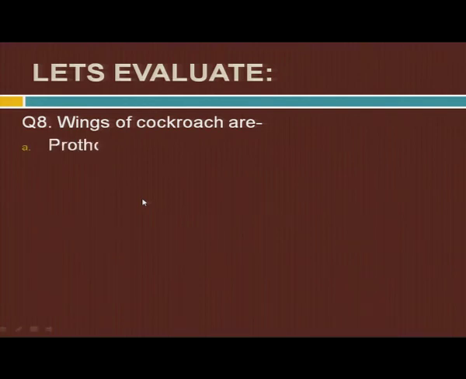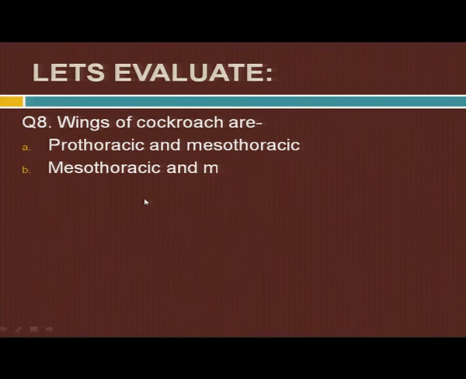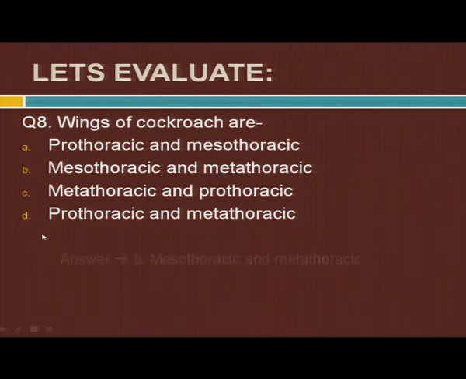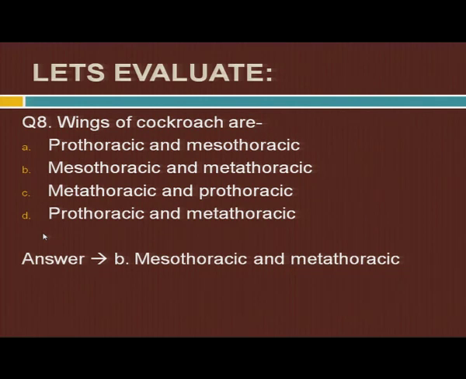Next question. Wings of cockroach are: prothoracic and mesothoracic, mesothoracic and metathoracic, metathoracic and prothoracic, prothoracic and metathoracic. We have learned that there are 2 pairs of wings in cockroach, and the first pair arises from the mesothorax and the second one arises from the metathorax. So, the correct option is B, mesothoracic and metathoracic.